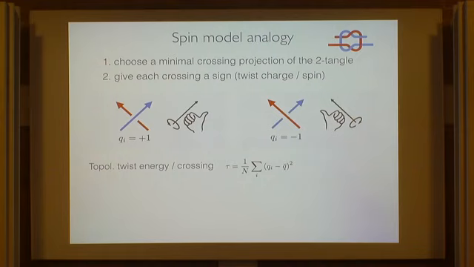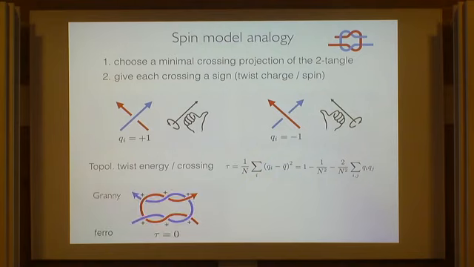And the way you can capture this is by simply counting these charges if you want to build a topological model and work them out. And essentially you get a ferromagnetic Ising model, or a magnetic Ising model with long range interactions. If you think about that, all of these different crossings are coupled with each other.